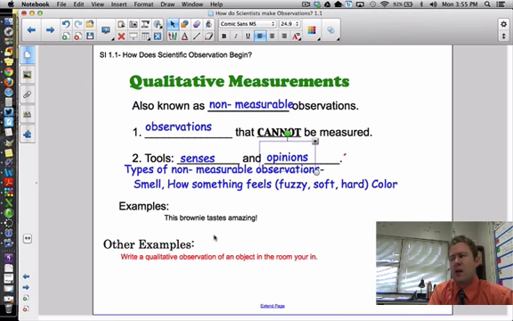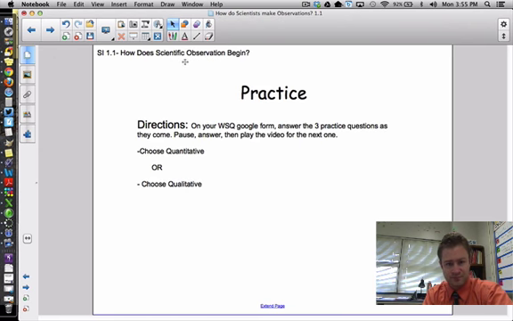I'd like for you to think of something that is described with an opinion and uses the senses. Write a qualitative observation of an object in your room. Please do that. When you're done, press play, and we're going to go to the next thing.